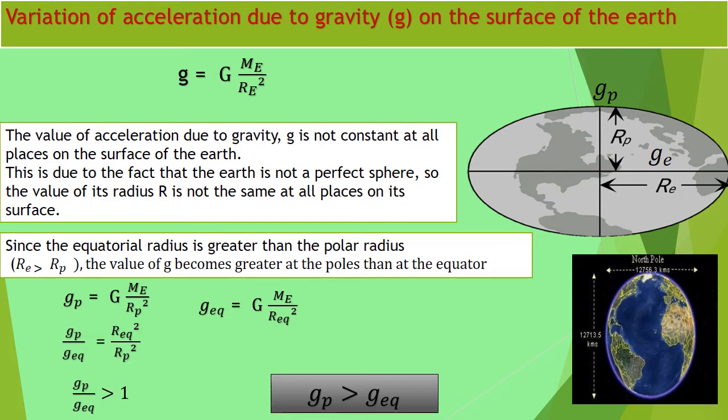When we compare it, we get gp by geq, that is gravity at the poles divided by the gravity at the equator, is greater than 1. So what is the meaning of that? When we divide two quantities and get a value greater than 1, that means the numerator is greater than the denominator. You have studied fractions, isn't it, children? So here we understand that gravity at the poles is greater than the gravity at the equator. That means when we move from the poles to the equator, the gravity goes on decreasing.